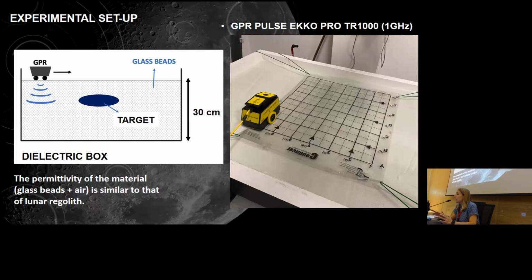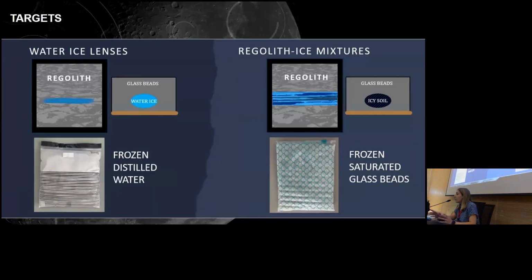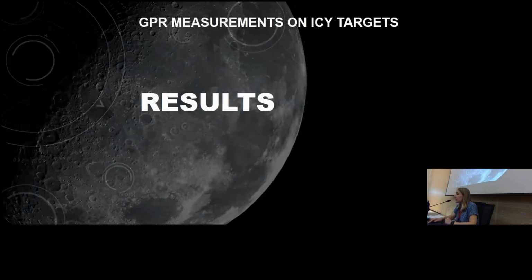So when we knew that the target is partially or totally melted, we then reacquire the GPR lines following the grid. So very briefly, that's how we recreated the target. In the first scenario, we use frozen distilled water in a plastic bag. And in the second case, we use frozen saturated glass beads. So here are the results.